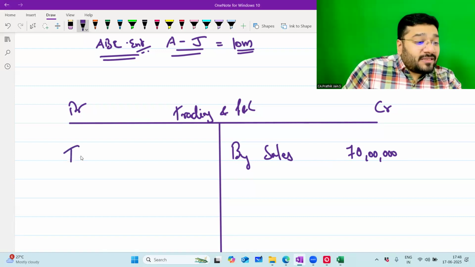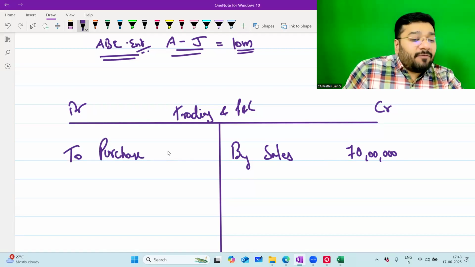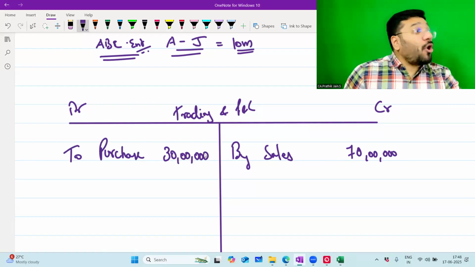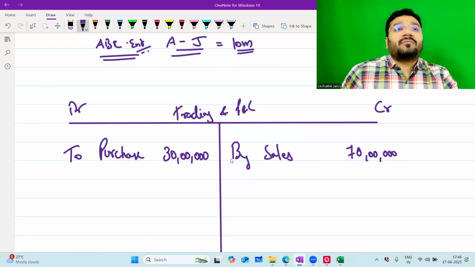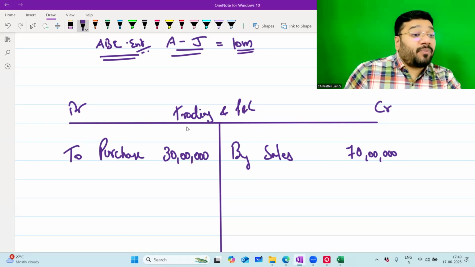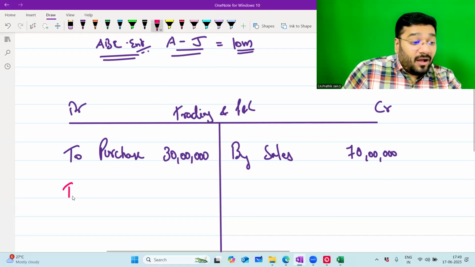Purchase, which means whatever we have purchased, everything is being sold. Let's say we have purchased goods worth 30 lakh rupees. Any problem? 30 lakh worth of goods purchased, all the goods sold for 70 lakh rupees. No opening stock, no closing stock. Please tell me what is the gross profit?